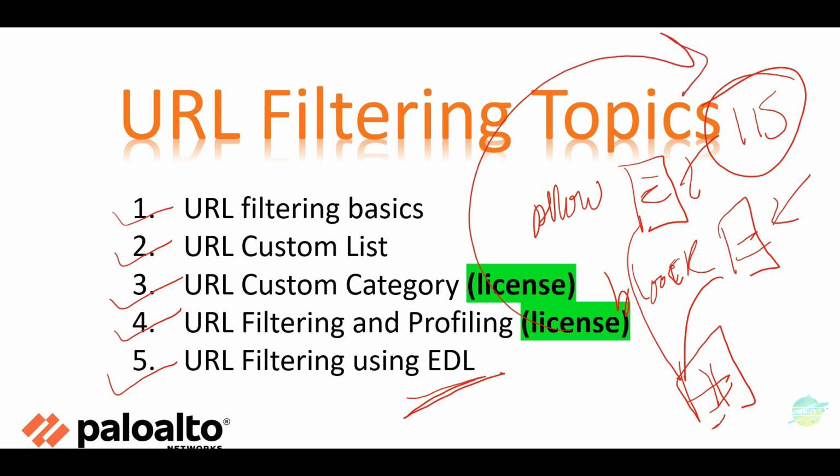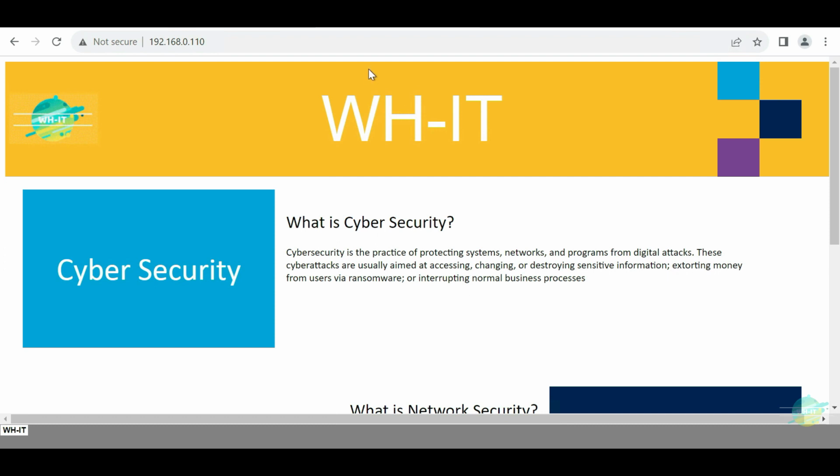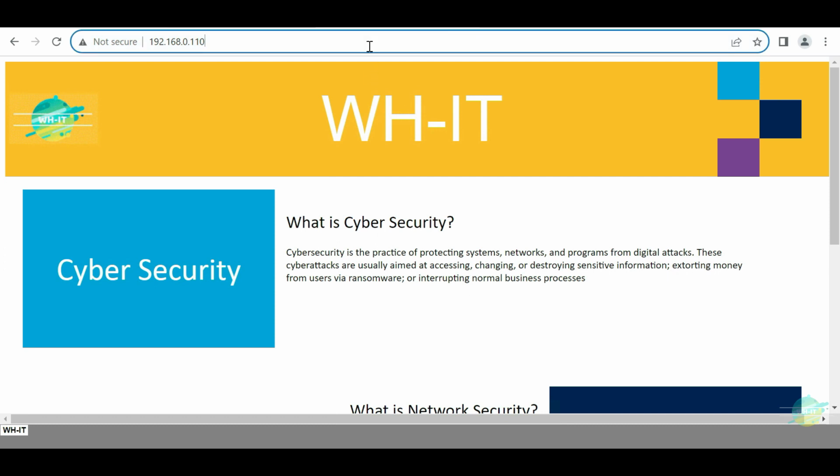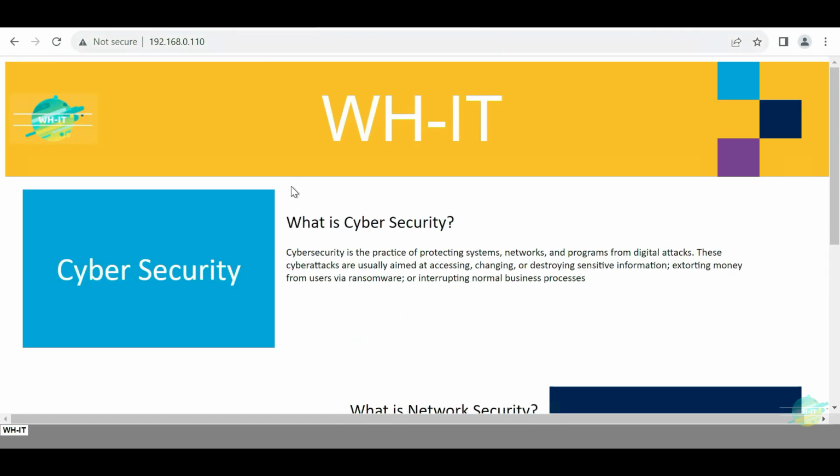So let's get started. As you can see, I have created an IIS server and I have loaded a basic web page for WHIT. Now we're going to use this IIS server and take advantage of it for the EDL as well. Let me show you how. For example, this web page is located under the root path of the IIS. So let me go into the root path.